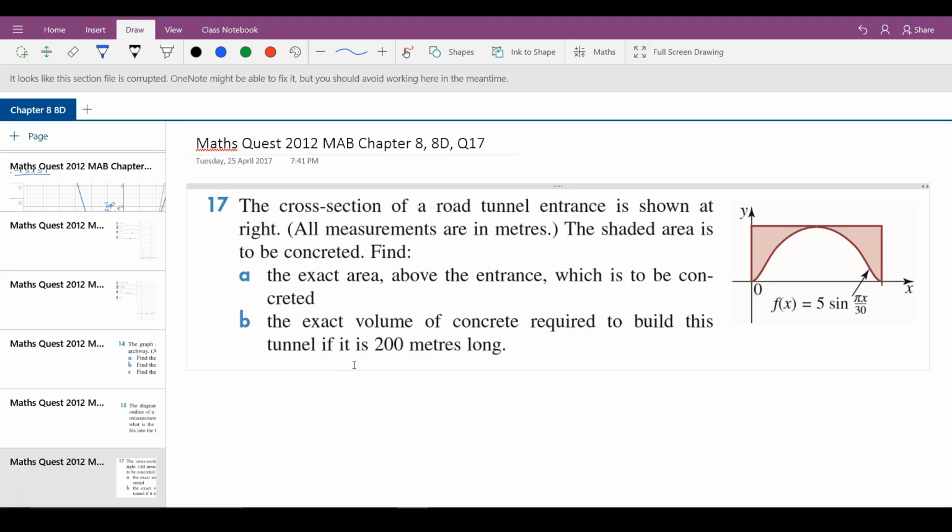Welcome back. We're doing Math Quest 2012, Math B, Chapter 8 AD, Question 17. Alright, let's get right into it.